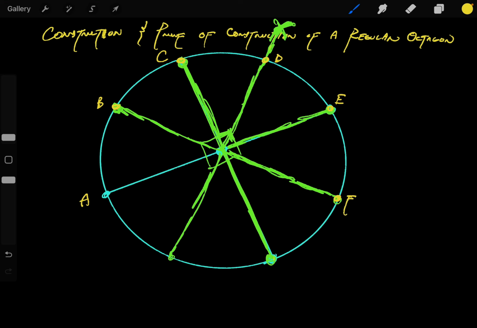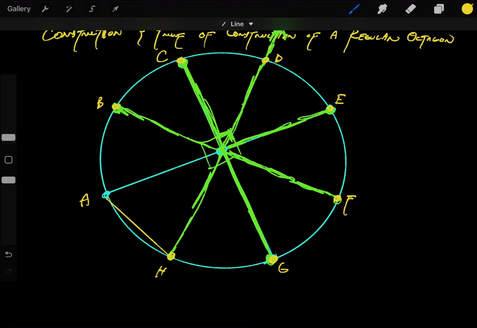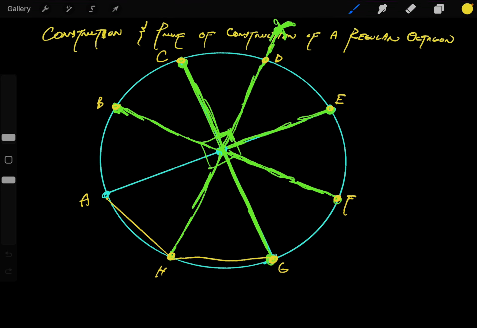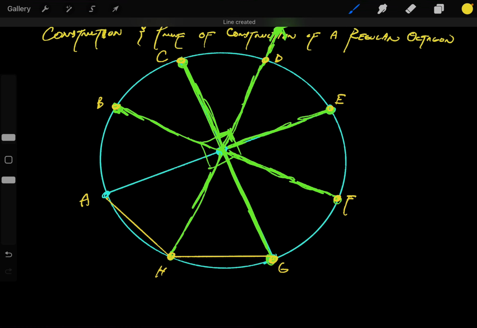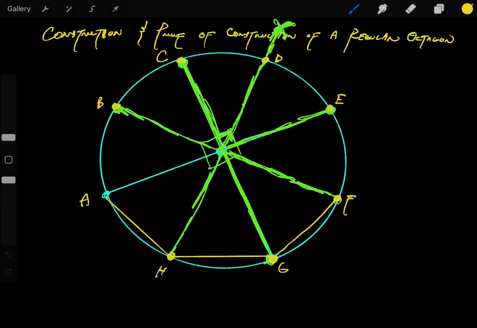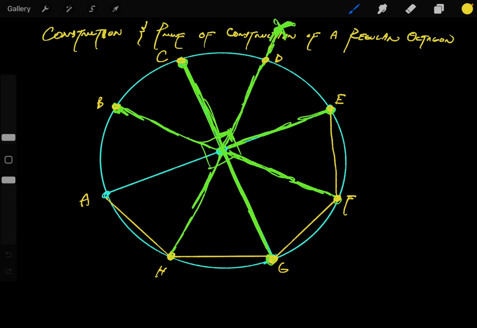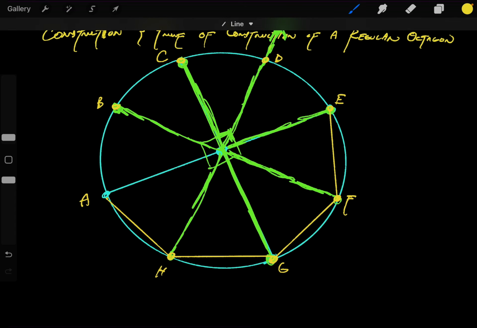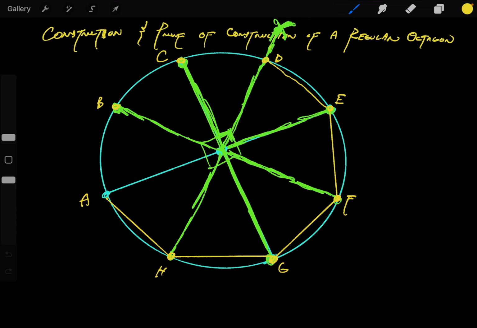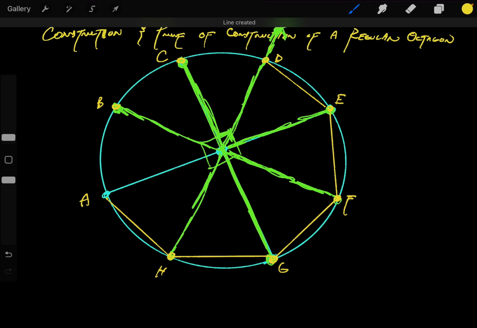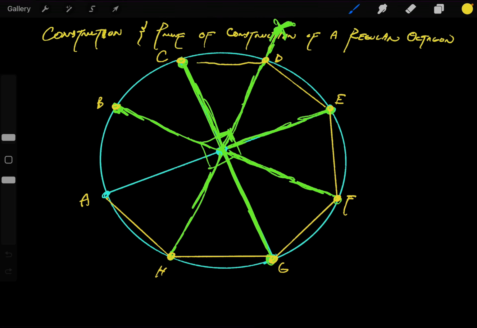F, G, H. And what I do is connect all these points and I have a regular octagon. I'm going to do that real quick. And let's prove that this is indeed a regular octagon. If I want to prove it's a regular octagon, I want to prove all the sides are congruent and all the interior angles are congruent.